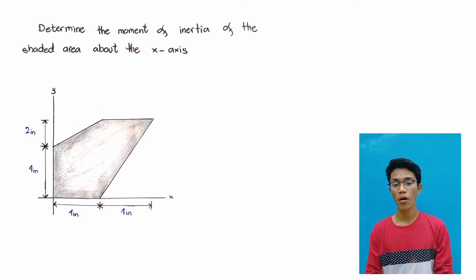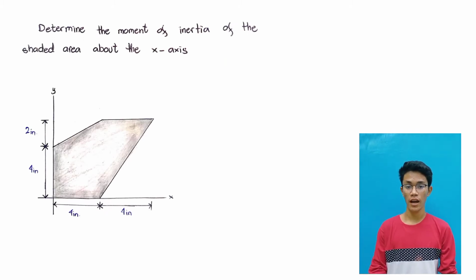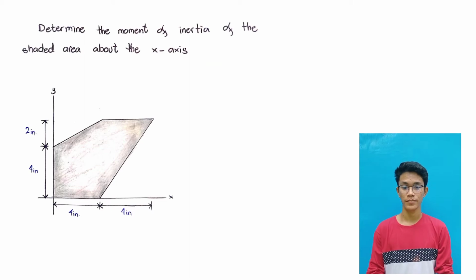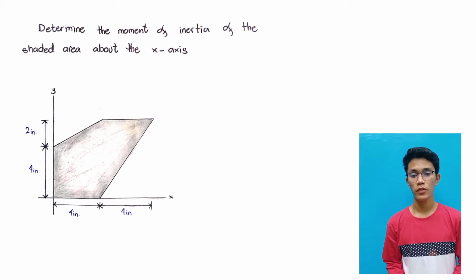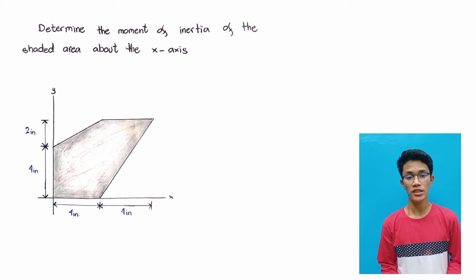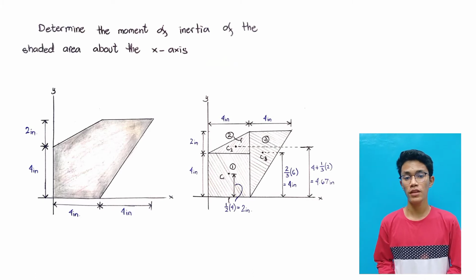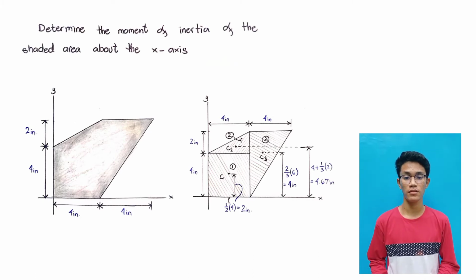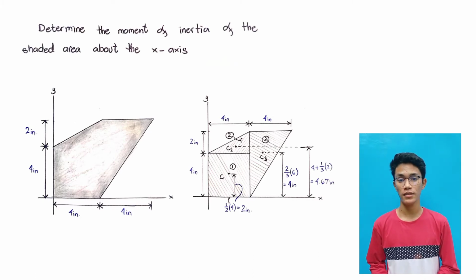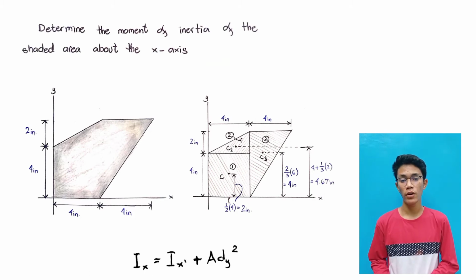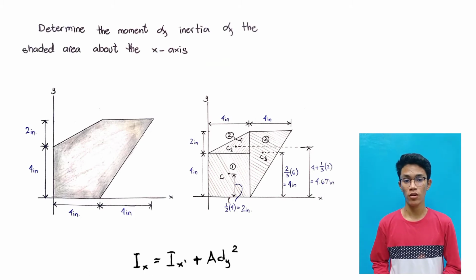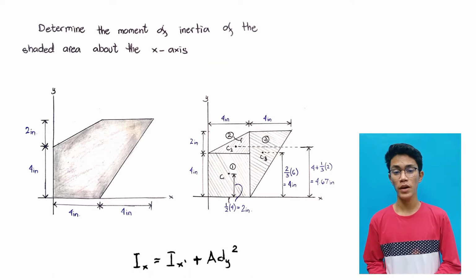This time, let's try solving problems involving composite areas. Determine the moment of inertia of the shaded area about the x-axis. In this problem, we can divide the figure into 3 segments, 2 triangles and 1 square. We can identify the moment of inertia of each of the segments using the parallel axis theorem. We are going to use tables in solving the problems in order to make it simple.